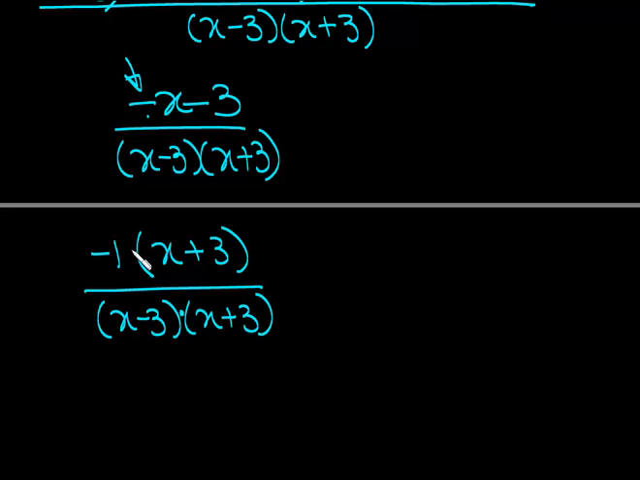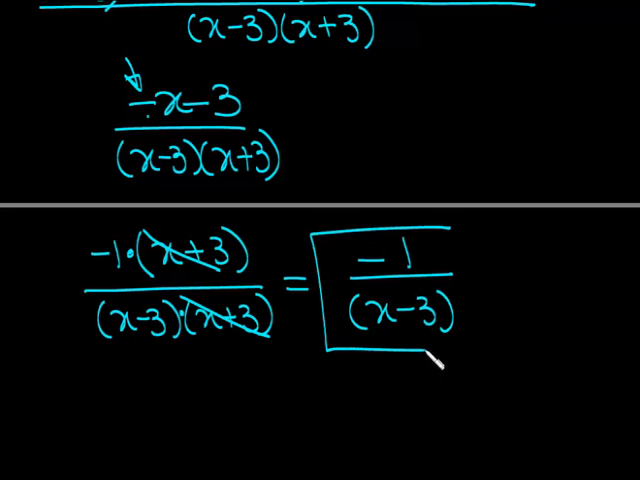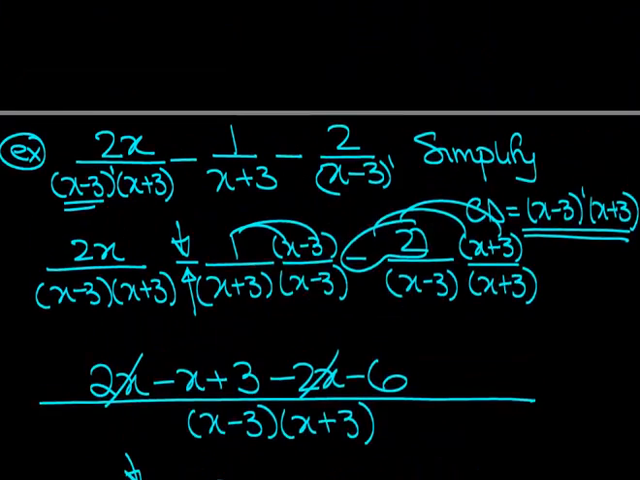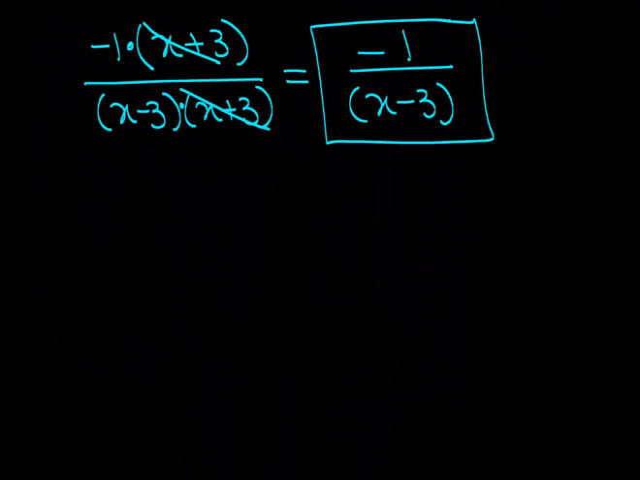Since I have multiplication, I can cancel. This will cancel this. So my answer is this, minus 1 over x minus 3. So you can see how we did that. So please make sure you guys take a few minutes and do these problems because they're not difficult. They're just extending the ideas of adding and subtracting fractions. One last example before we quit this section.